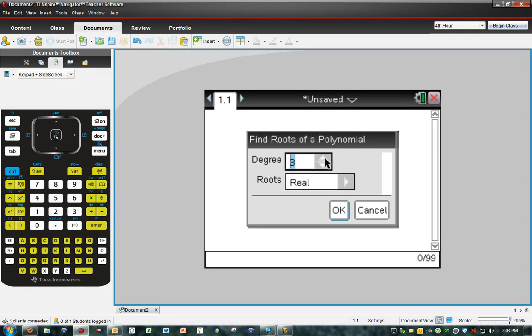If we had a cubic equation, we could go up to 3 or 4, 5, 6, 7, 8, 9, 10, 11, 12. We could do all that if we want to. We'll stick at 2. We'll keep it easy. You could go real or you could go complex. I'm going to keep it real. Complex, that's probably for a different time.